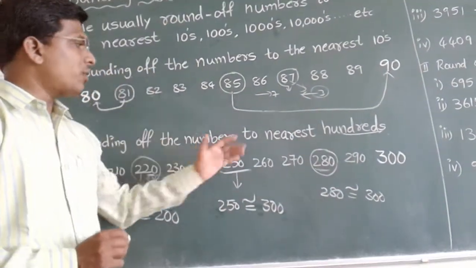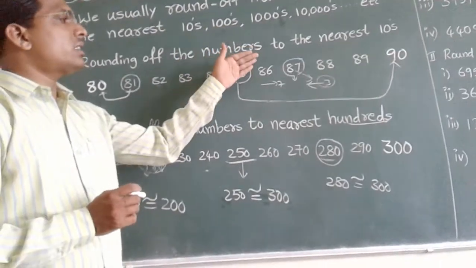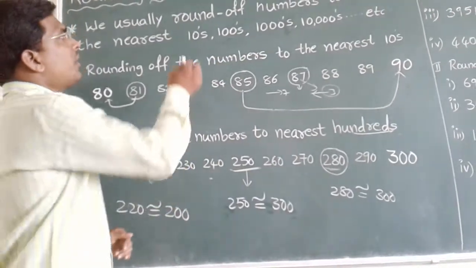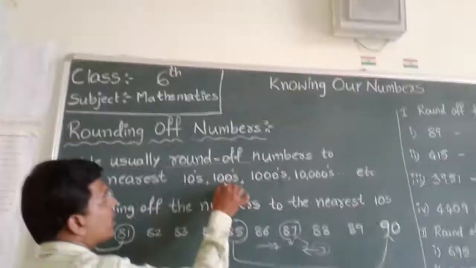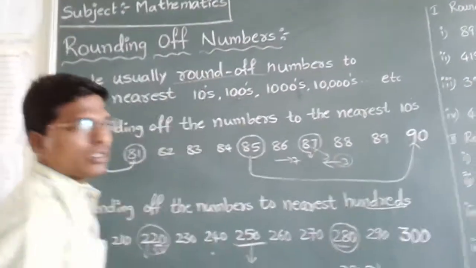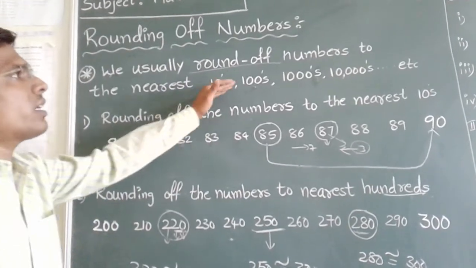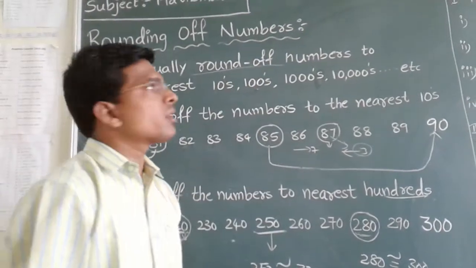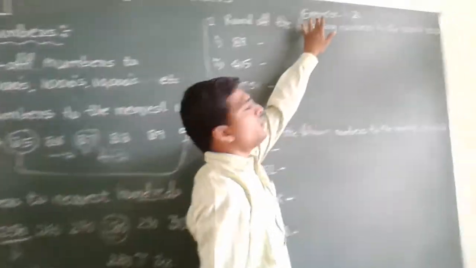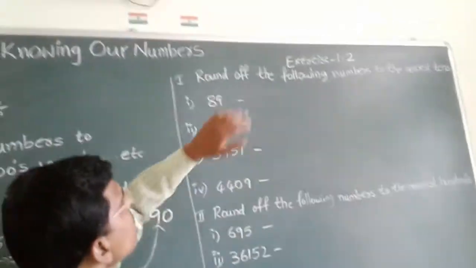So this is the way of rounding off to the nearest tens and hundreds. Generally we round off numbers to tens, hundreds, thousands and 10,000s. So remember this point, very very important. If you know this, you can solve exercise 1.2. So coming to exercise 1.2, first question.